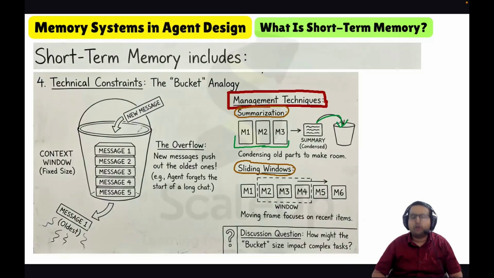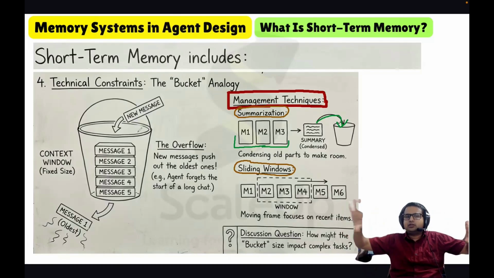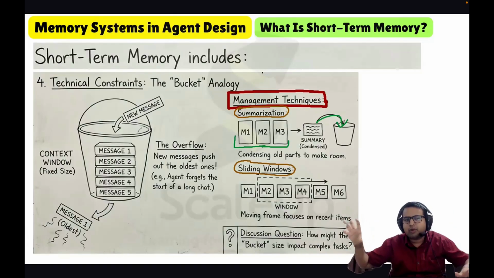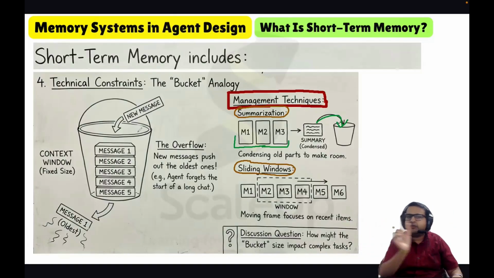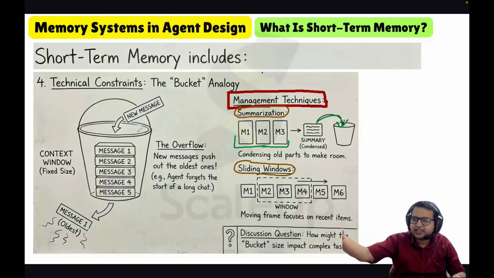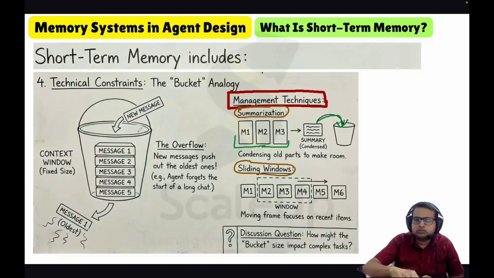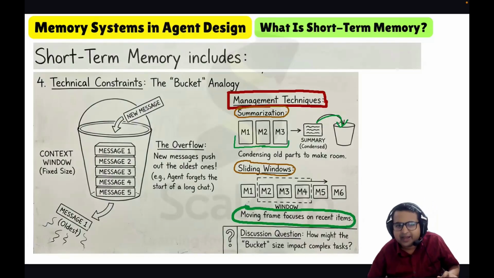The second technique is the sliding window. So in the sliding window, what we are doing is that all the messages, we are storing in short-term memory, and we have a sliding window. So whatever is important for a particular interaction, only those messages will be part of the window. So we will be moving the frames, focusing on the recent items. So that's the sliding window. So we can manage the context window overflow by summarization and by sliding window.